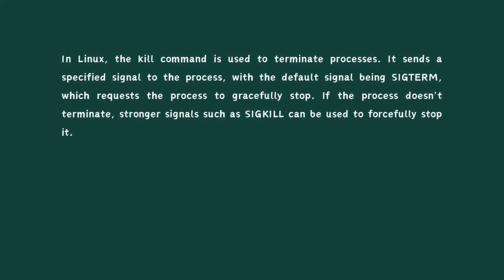In Linux, the kill command is used to terminate processes. It sends a specified signal to the process, with the default signal being SIGTERM, which requests the process to gracefully stop. If the process doesn't terminate, stronger signals such as SIGKILL can be used to forcefully stop it.